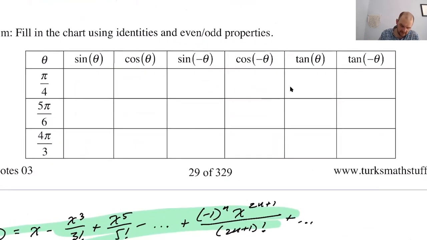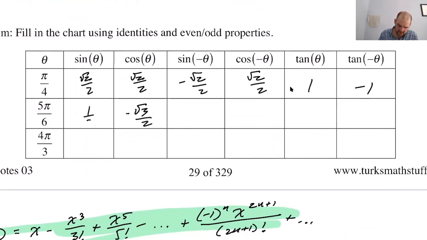So sine root 2 over 2, root 2 over 2. Sine is odd, so negative root 2 over 2. Cosine's even, so it'll still be root 2 over 2. Tangent is 1, and then tangent is odd, so this will be negative 1. 5 pi over 6. It's always weird, you should fill in the cosine first. It just makes it easier. Sine is odd. Cosine is even. Tangent of 5 pi over 6 is negative root 3 over 3. Tangent is odd, so this will be root 3 over 3.